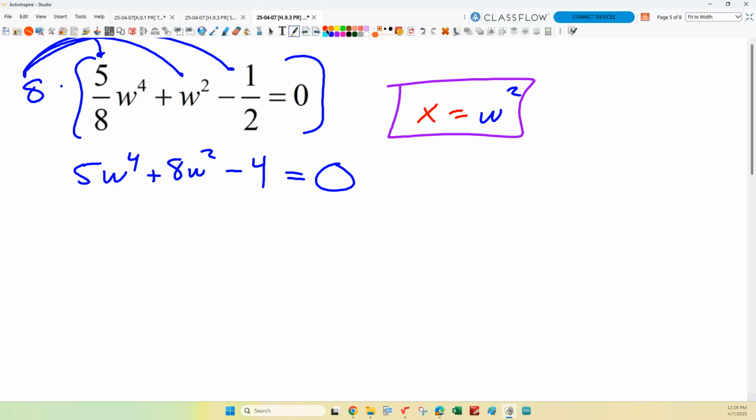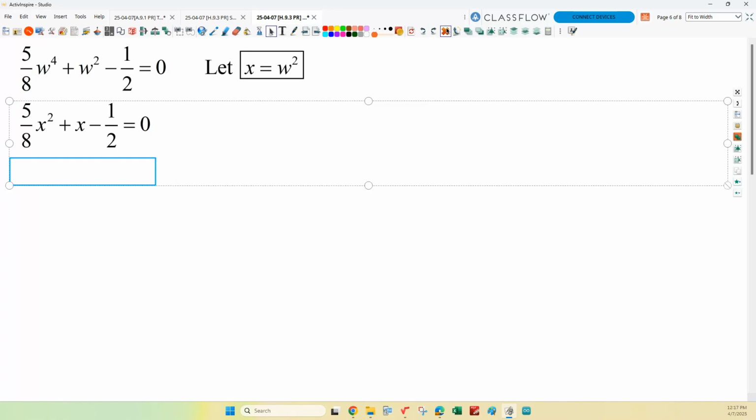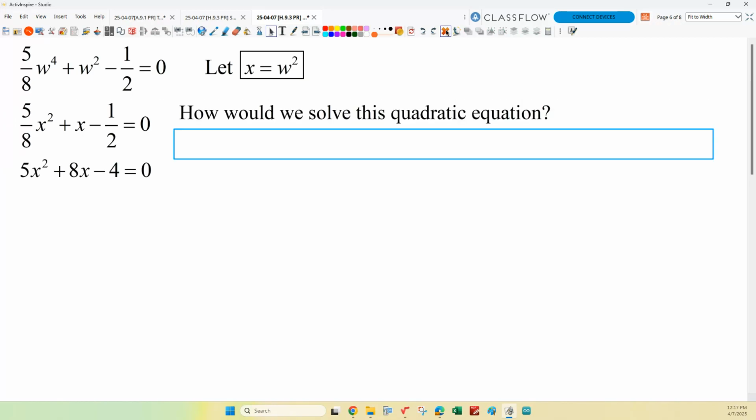And then what do I end up with? Yeah, 5 times x squared plus what? 8x minus 4 equals 0. That looks better, right? Now I've got a traditional quadratic equation in standard form. Agreed? Okay. So I think they did the substitution first. That's fine, doesn't matter. And then they multiplied by 8. Okay. So we get a quadratic equation.